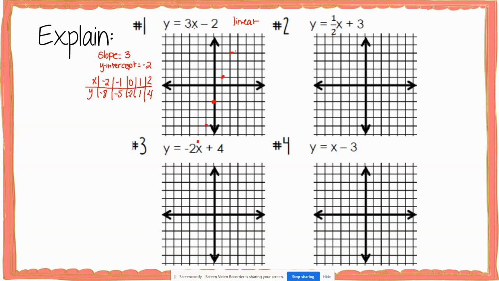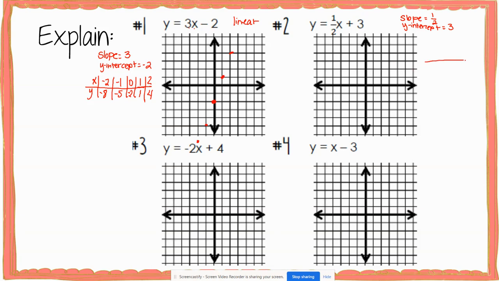Number 2 says y equals 1/2 x plus 3. Well, for this equation, we see that we have a number being multiplied by x and we have adding 3. So that means that for this equation, we have a slope of 1/2, since that's always the number multiplied by your x. And we have a y-intercept, or an initial value, of positive 3. And I know that it's positive because this says plus 3.